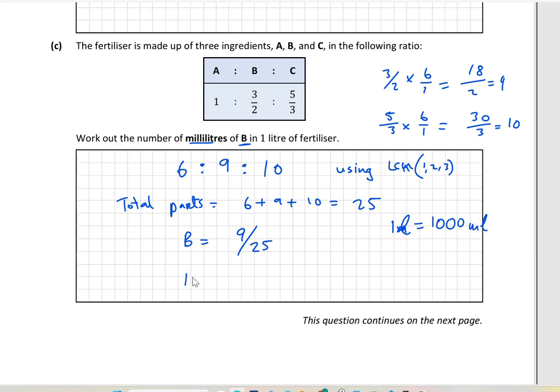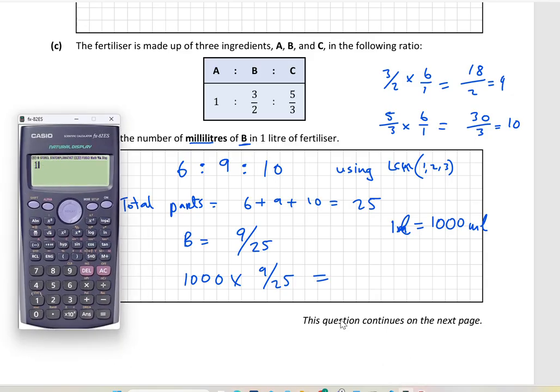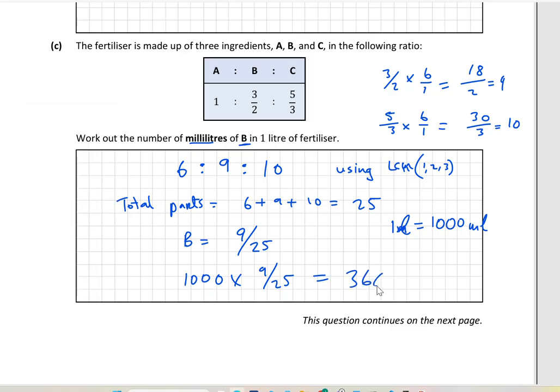So if I say 1,000 multiplied by 9 over 25, let's work out what that is. 1,000 multiplied by 9 divided by 25 in brackets, I get 360. So that should be milliliters directly now. Yeah, so 360 milliliters.